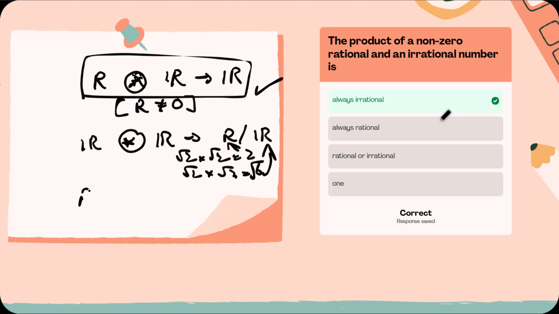Rational with irrational, what happens? We have already learned that. We have been doing that as well. It will be a rational number. This is what you have to remember, these 3 rules.